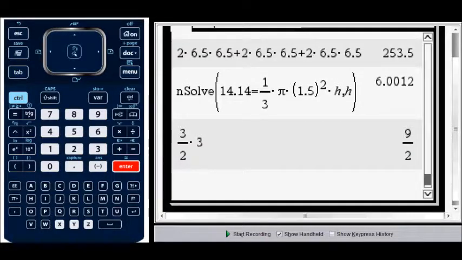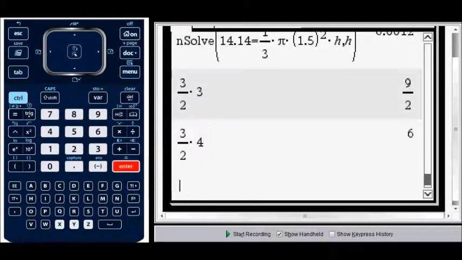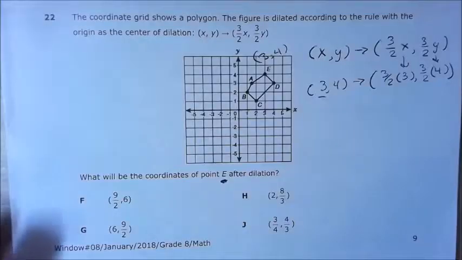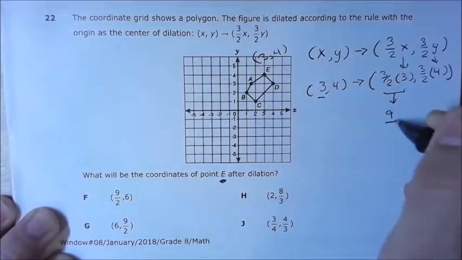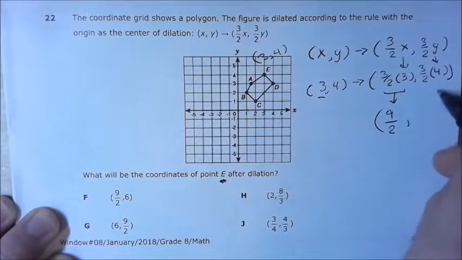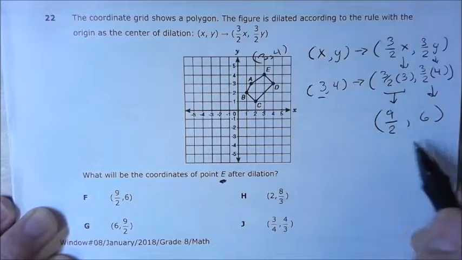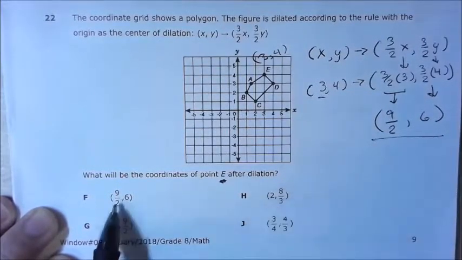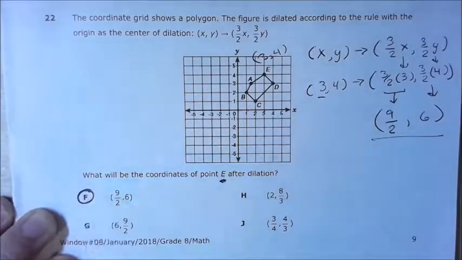And then we're going to have, once again, 3 over 2 times 4. And that's going to give me 6. So I should have 9 over 2 and 6. I'm going to go ahead and write that down. This right here equals 9 over 2, and my y value is going to be equal to 6. So which answer looks like that? If you go over here, 9 over 2 and 6, the answer is F.